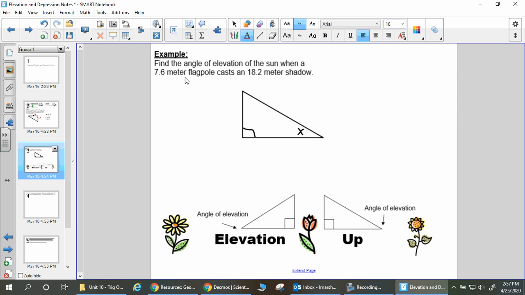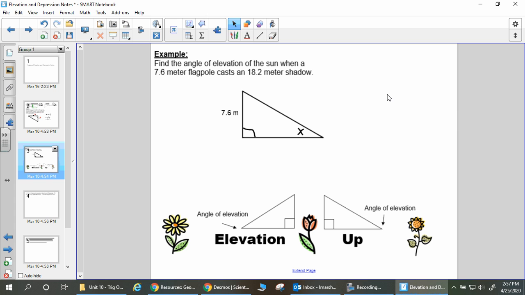When a 7.6 meter flagpole, well, when you look outside, what direction do flagpoles go? Flagpoles should be straight up and down, right? Think about the flagpole outside East High. So there's my 7.6 meter flagpole, casts an 18.2 meter shadow.